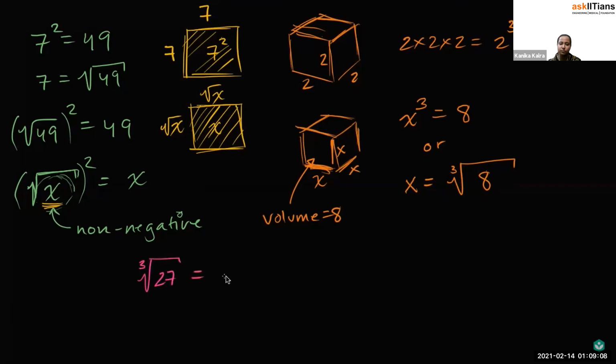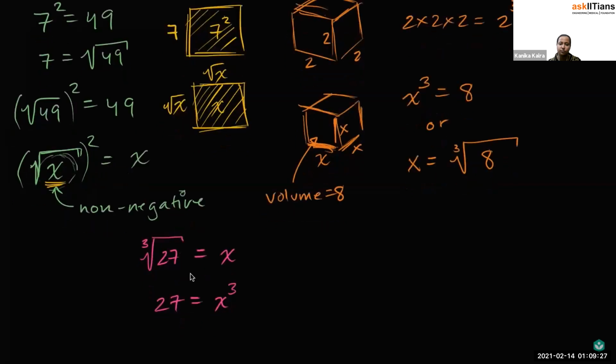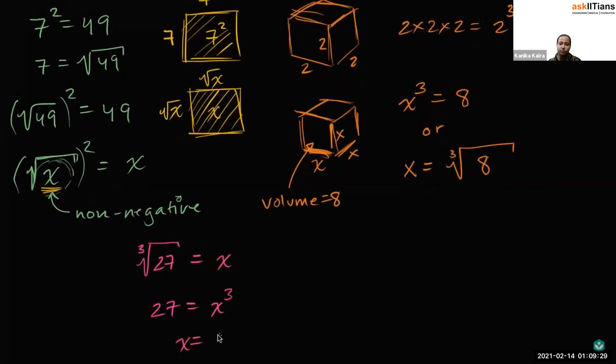Well, if I say that this is going to be equal to x, this is equivalent to saying that 27 is equal to x to the third power. So what is x going to be? Well, x times x times x is equal to 27. The number I can think of is 3. So x is equal to 3.